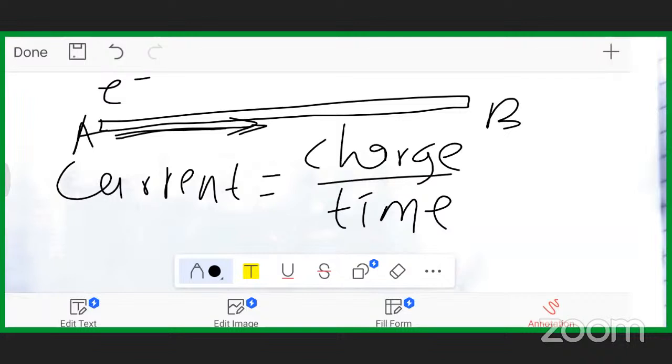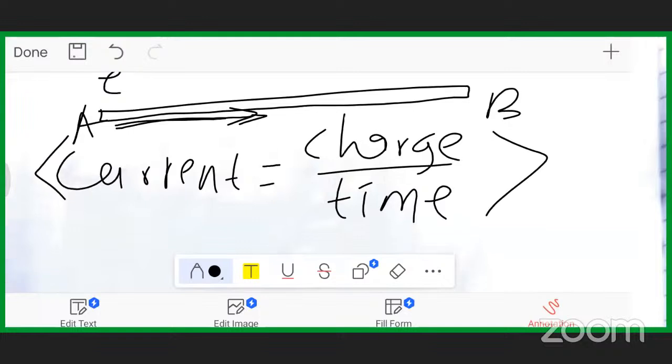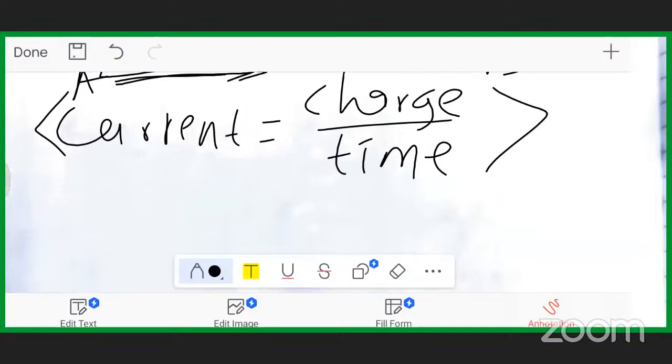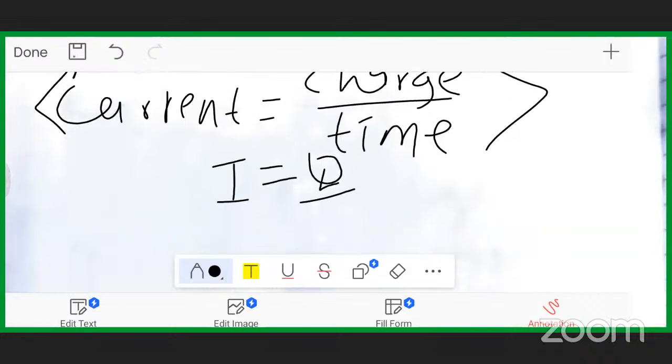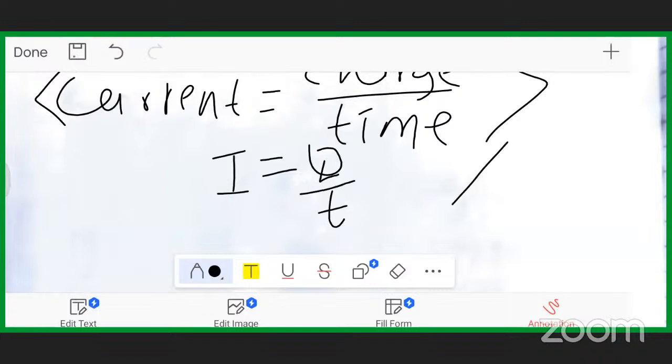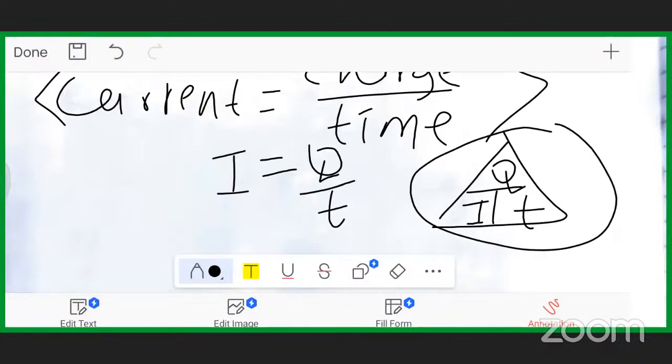So that is the formula for the current, and that brings the idea of the definition we have just stated. In symbols, current is normally denoted by the letter I, the charge by capital Q, and time is small t. So you can even have your triangle there as Q is equal to IT. This one you should have at your fingertips, so that you can always solve any problem involving charges, current, and time.